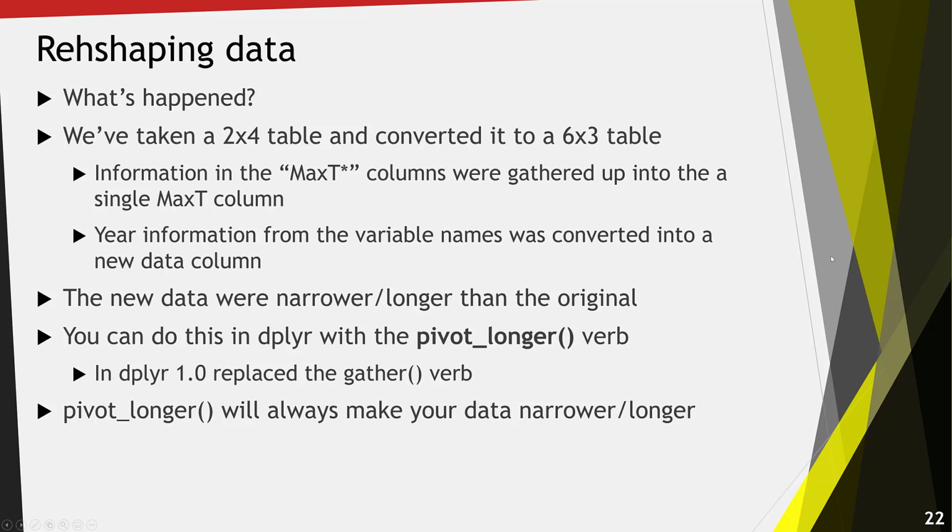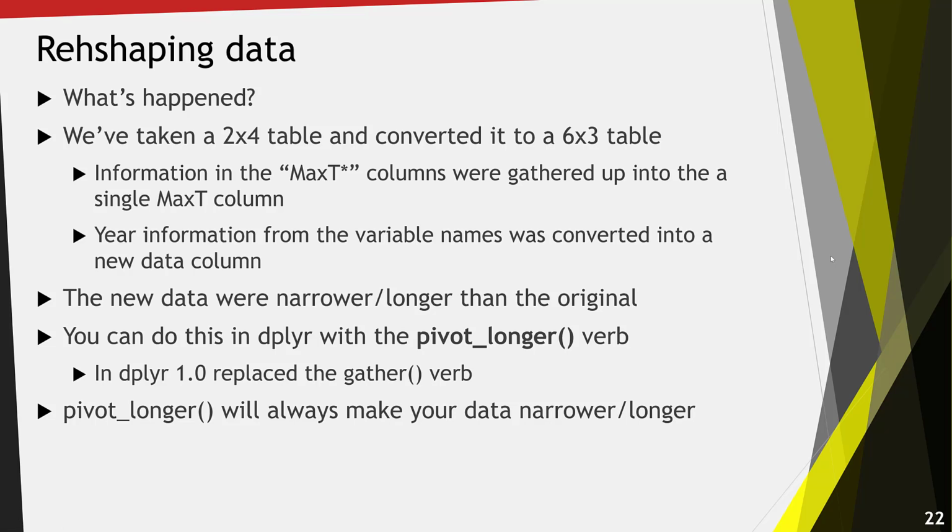So what happened in this example? We've taken a table that had 2 rows and 4 columns and converted it into a table that had 6 rows and 3 columns. Information from those max T columns were gathered up into a single max T column, and year information from the variable names was converted into a new data column called year. The resulting data were narrower and longer than the original.